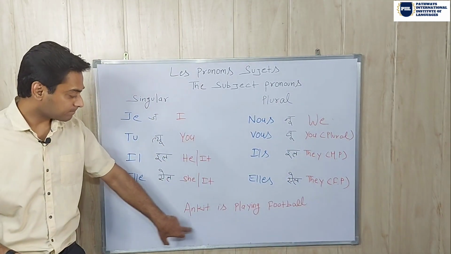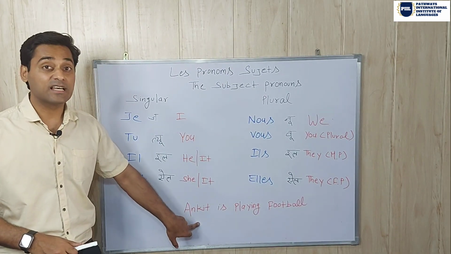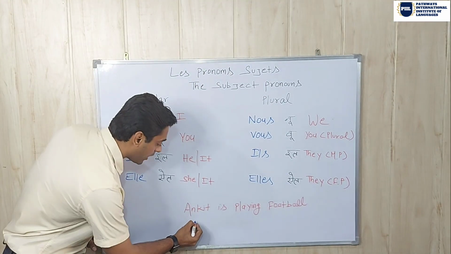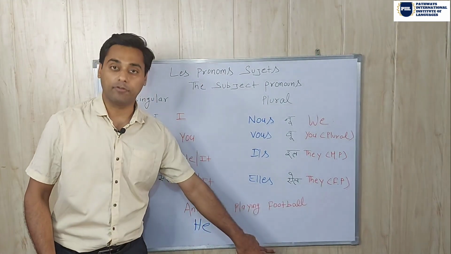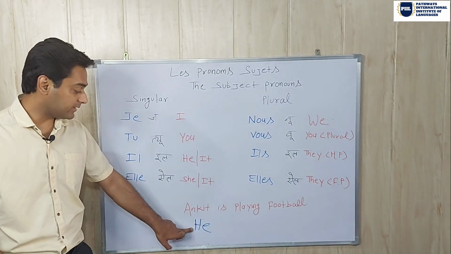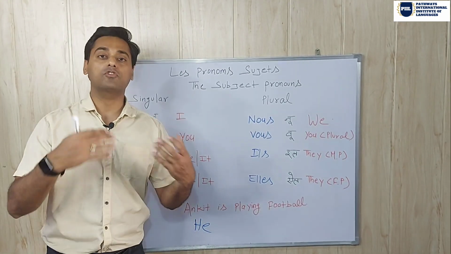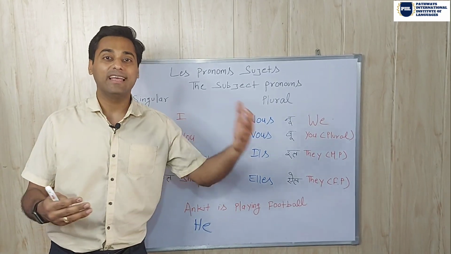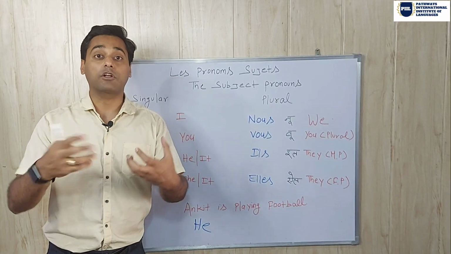For example, Ankit is playing football. Now I can replace this noun with a pronoun, which is he. So now: he is playing football. So here what we have done is this noun Ankit is replaced by this pronoun he. So generally the subject pronouns in English are I, you, he, she, we, they. These are subject pronouns in English.